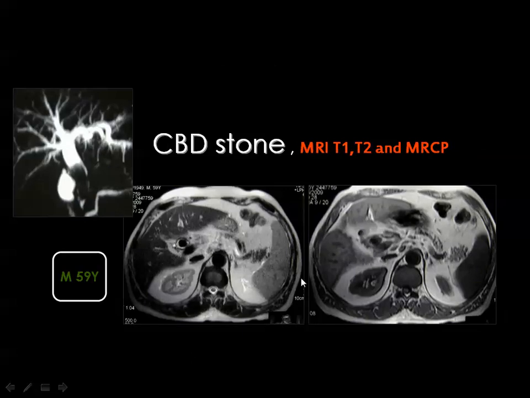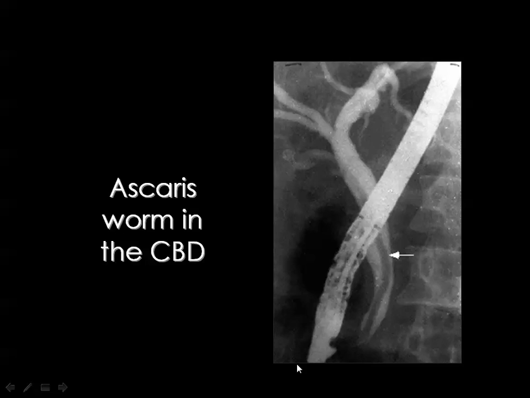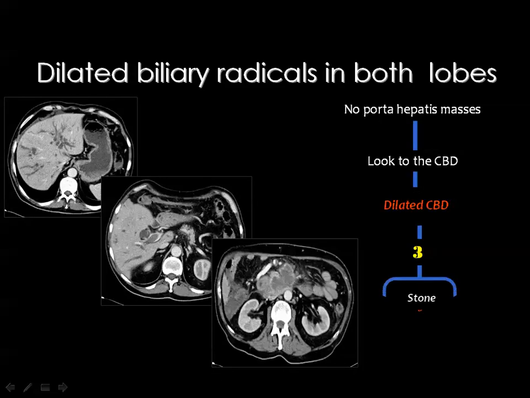And this is another example, MRCP showing a big calculus in the distal part of the common bile duct, and this is the common bile duct in T2 weighted image, the common bile duct in T1 weighted image, and the stone is black in both images, but is well appreciated in the T2 because of the high signal fluid around the stone. And parasites are uncommon in the biliary system, but this is just an example of Ascaris worm in the distal part of the common bile duct.